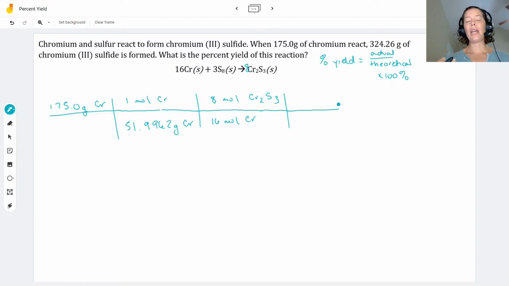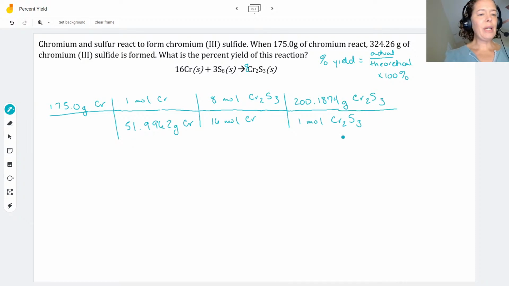I'm going to convert that into grams because I was given grams in the problem. Whenever you're doing percent yield, you want to make sure that your units match for the actual yield and the theoretical yield. So my actual yield is in grams, so I want to make sure my theoretical yield is also in grams. So my molar mass, that is chromium-3 sulfide, is 200.1874 grams.